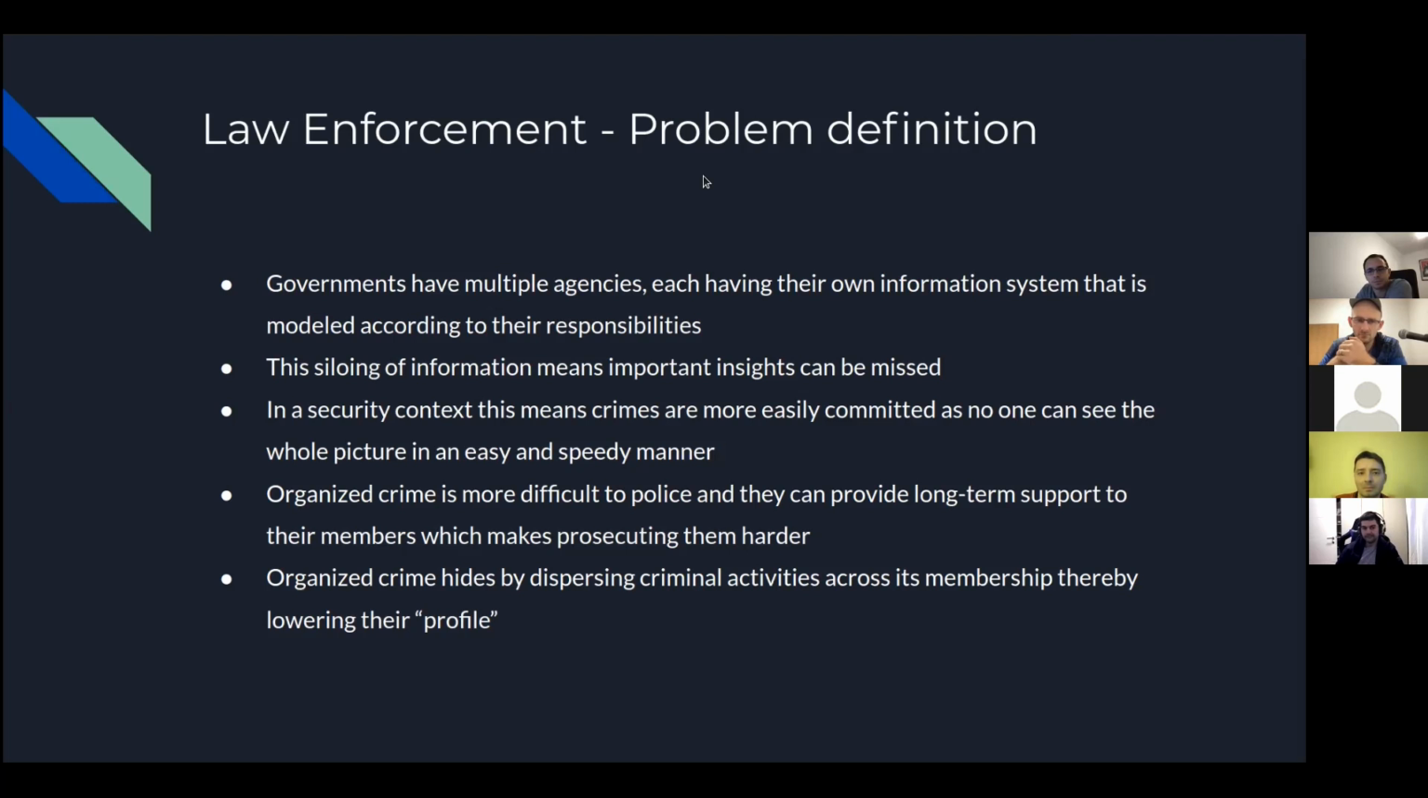So in a security context, it means that crimes are more easily committed. Also, they're less likely to be successfully prosecuted because you can't see the whole picture, or it's harder to predict them because you can't see the whole picture in an easy and speedy manner.